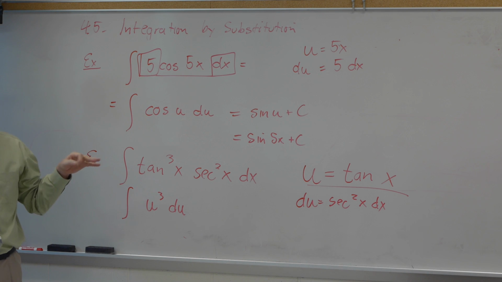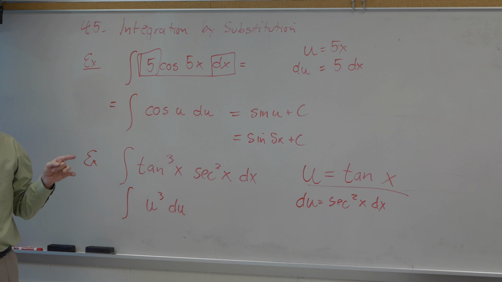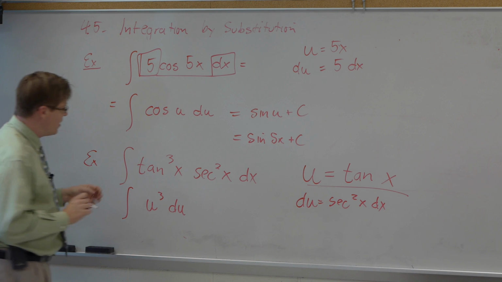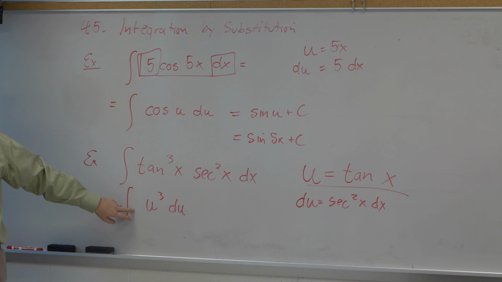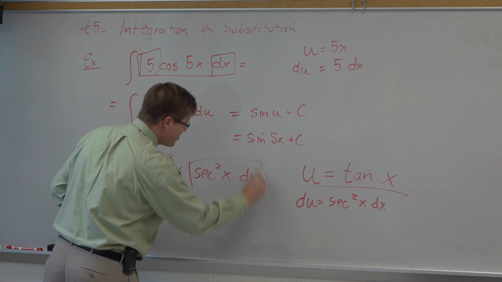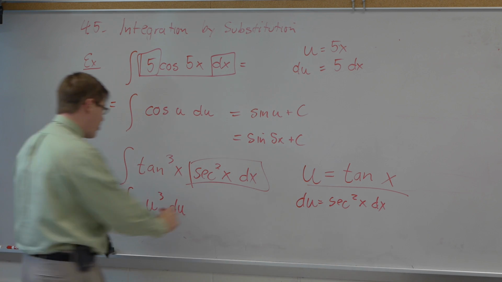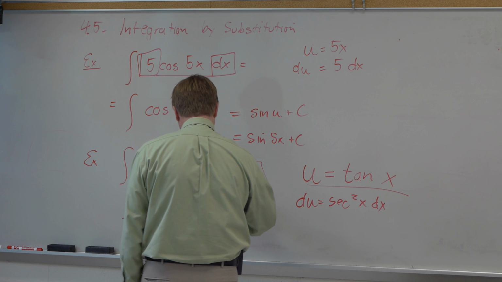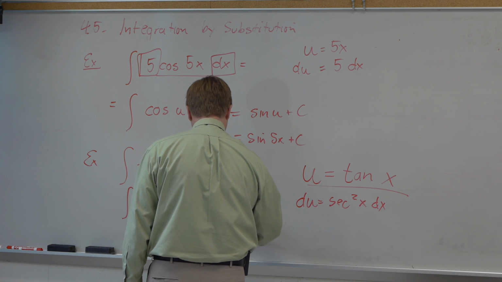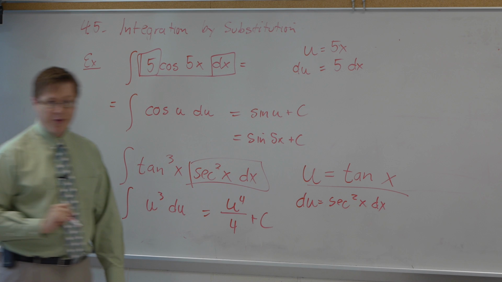So for this one, u equals tangent x, which means du is secant squared x dx. So my substitution, secant squared x dx is du, so this is just the integral of u cubed du. Once I get to here, I can completely ignore the tangent, the secant, none of that matters anymore. The integral of u cubed is u to the fourth over 4.